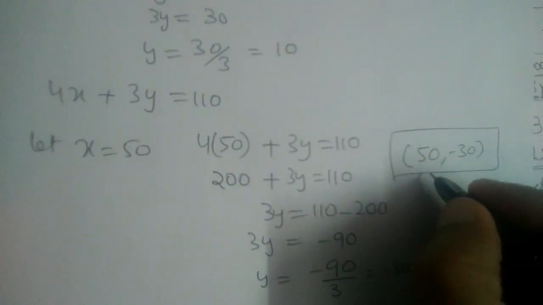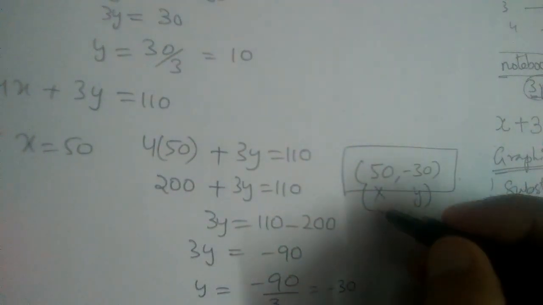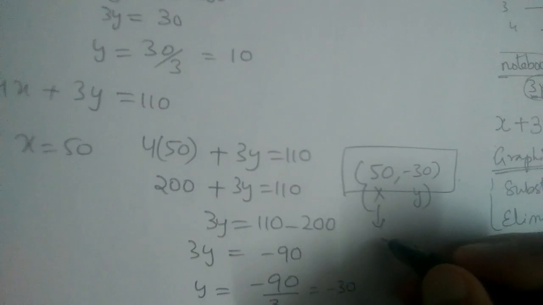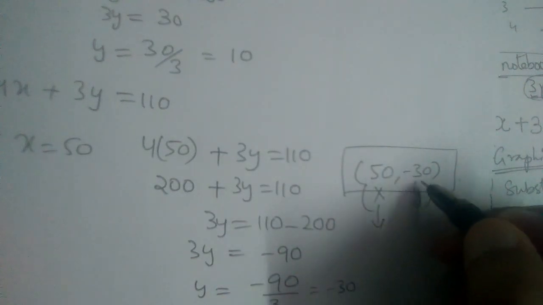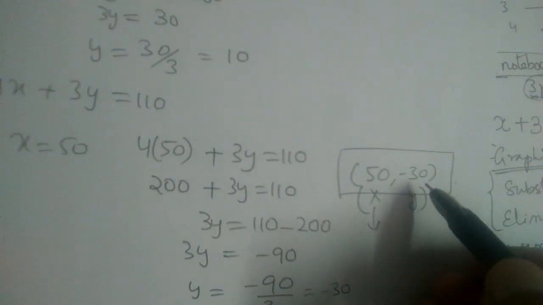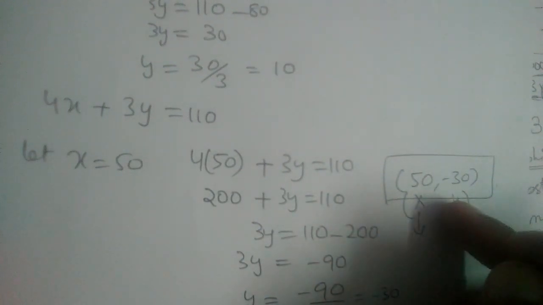Okay, see, this is the value of x, this is the value of y, right? What was the value of x? Cost of one notebook, right? Cost of one notebook is 50 rupees. Cost of one pen is minus 30 rupees. How can cost of a pen be minus? It cannot be, right? But mathematically this is correct.